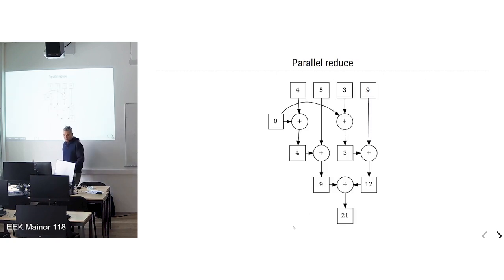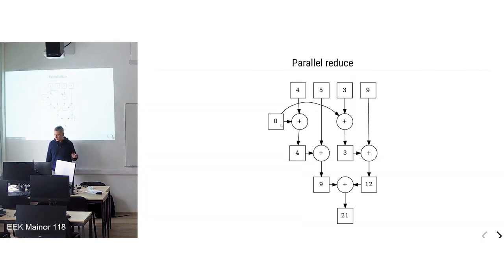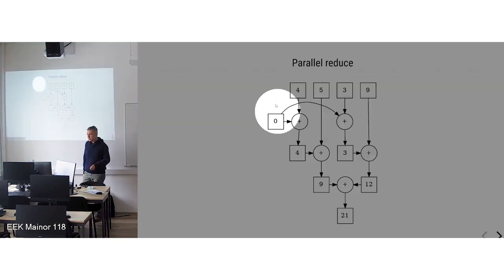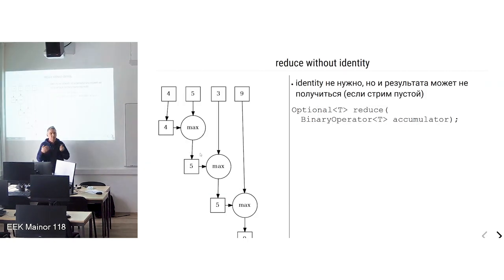But unlike the plus operation, which has its identity value, zero, for addition, for multiplication the identity value is unity, one. Because if you multiply x by one, you will still have x. If you add zero to x, you will still have x. So this is an example of an operator with identity. For maximum and minimum, you don't have identity, but still you can use them in a reduce operation, but now the result is not guaranteed in the case when the stream is empty. What's the maximum value in an empty stream? You don't know, because the stream is empty.